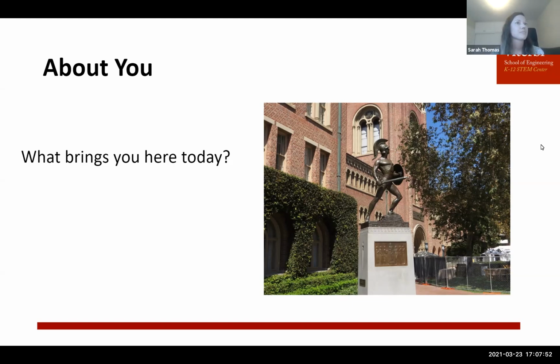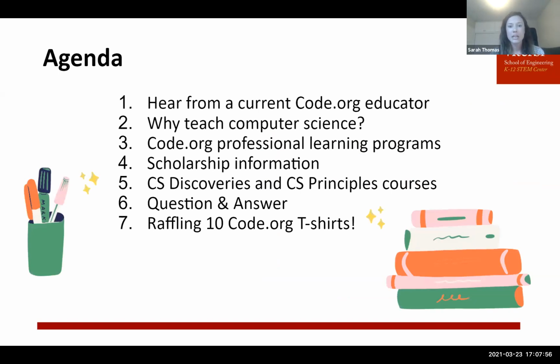All right, so our agenda for today, we might be here less than an hour, depending on how many questions you have. No way to know for sure. But first, we're going to hear from a current Code.org educator who is our special guest who's here tonight. And then we're going to look at some facts and stats about why computer science is so important to teach to students. Third, we're going to look at the Code.org professional learning programs, which is another name for what we call our teacher trainings. I'll go into some scholarship information. Then I'll share a little bit about the actual curriculum that you'll be learning how to implement and the student-facing CS Discoveries and CS Principles courses. And last, we'll end with a Q&A session where you can ask any questions.